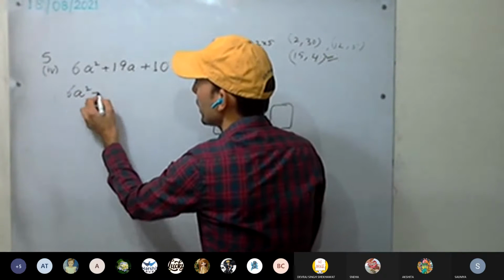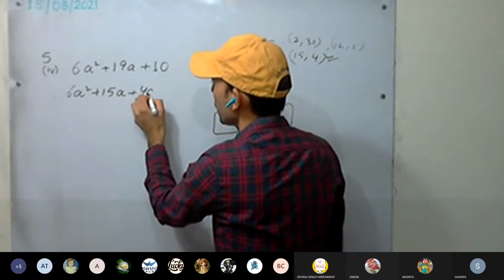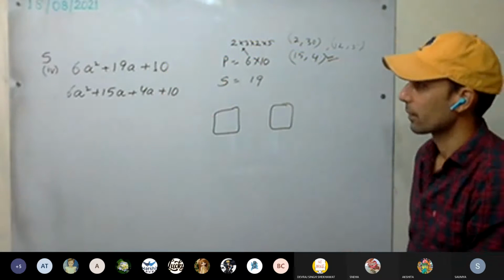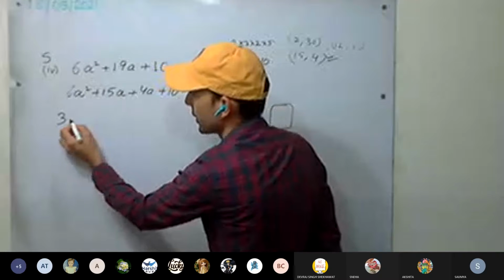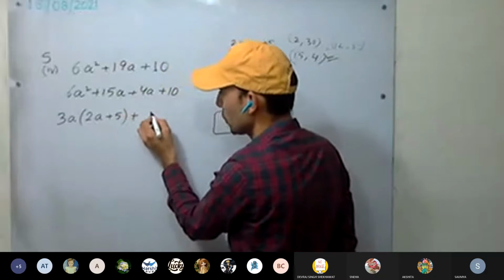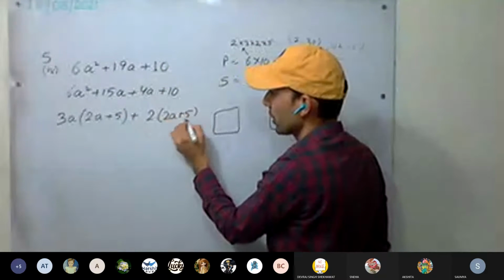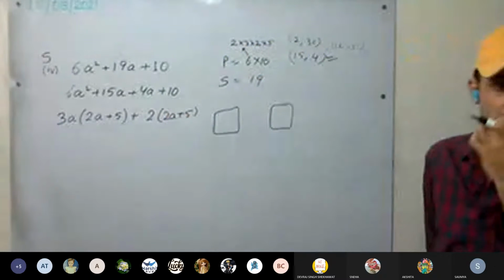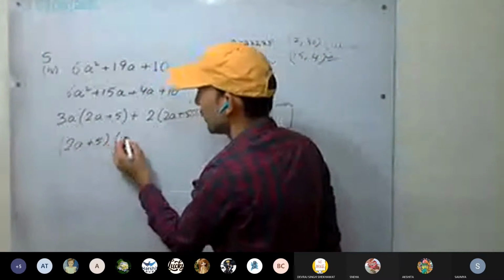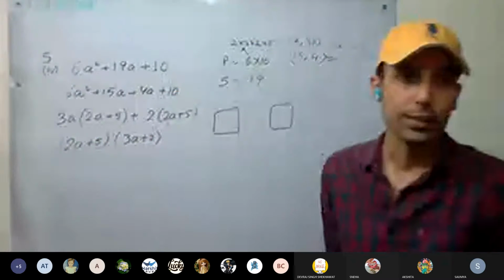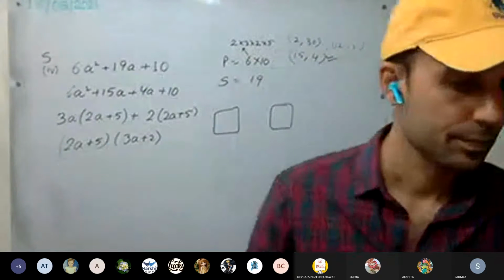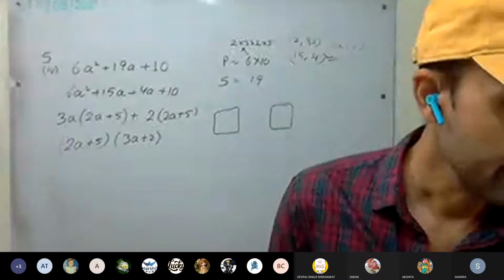So 6a square plus 15a plus 4a plus 10. What is common? 3a. Take 3a outside. What will remain inside? 2a plus 5. Here 2 is common, 2a plus 5. Now in these two terms, what is common? 2a plus 5. Take 2a plus 5 outside. What will remain? 3a plus 2 will remain. Understood? Is this question clear? Yes, sir.